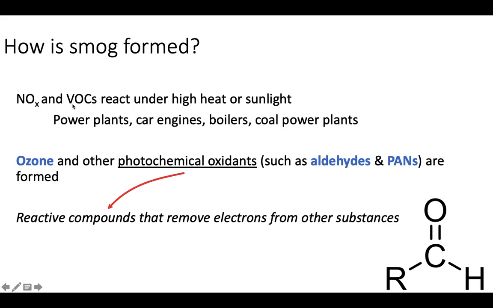Because when nitrous oxides and VOCs react under high heat or sunlight, it produces ozone and other photochemical oxidants. Examples of these are the aldehydes and the PANs that I mentioned earlier. Photochemical oxidants are chemicals that are formed in the presence of light that oxidize other molecules. And what it means to oxidize something is it basically means to remove the electrons from other substances.